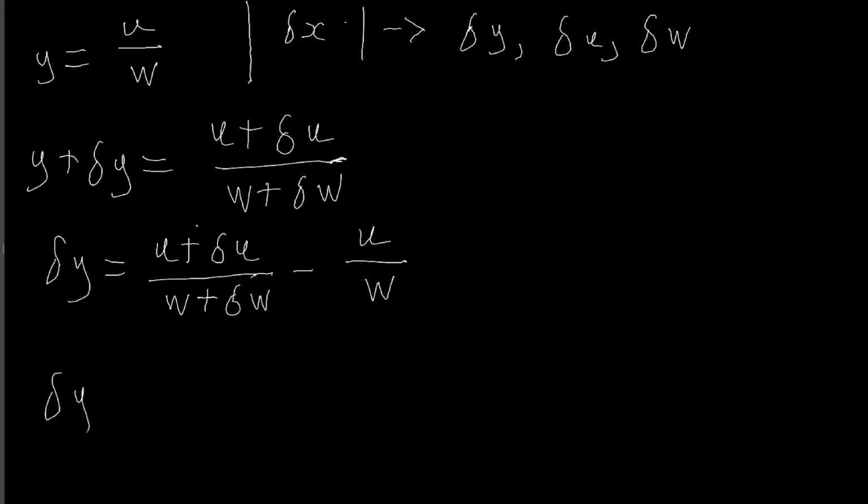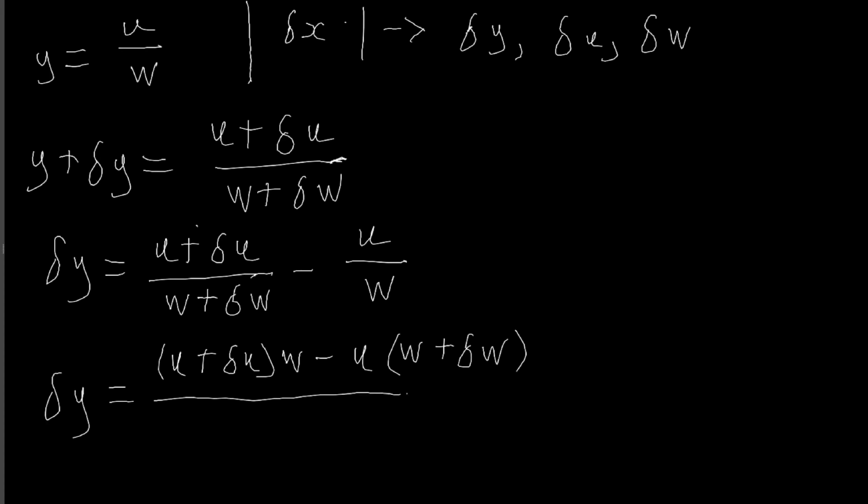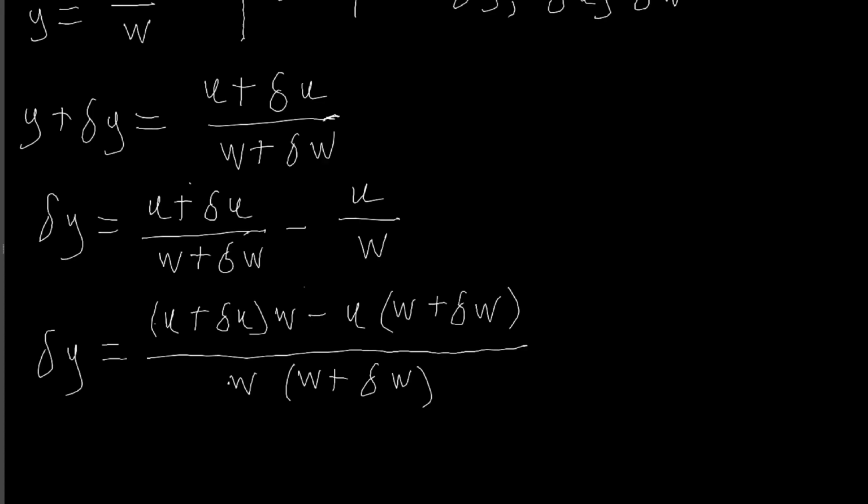So delta y is going to be equal to u plus delta u times w, subtracted by u multiplied by w plus delta w, and then all of this is going to be divided by w multiplied by w plus delta w. And there we go. From this point, we can multiply out the brackets in the top and bottom of our fraction.